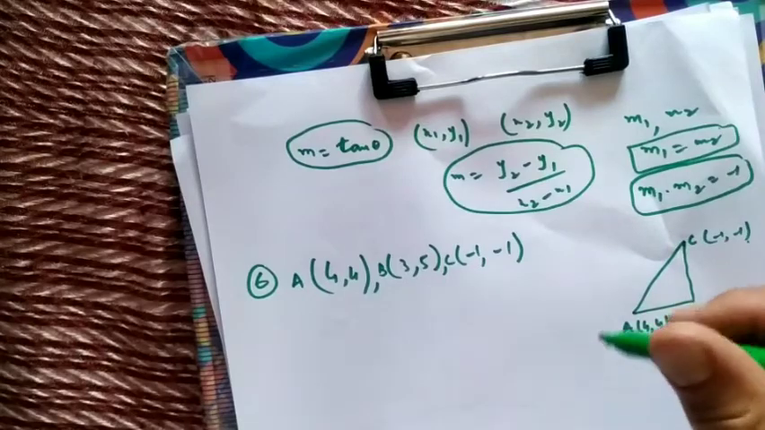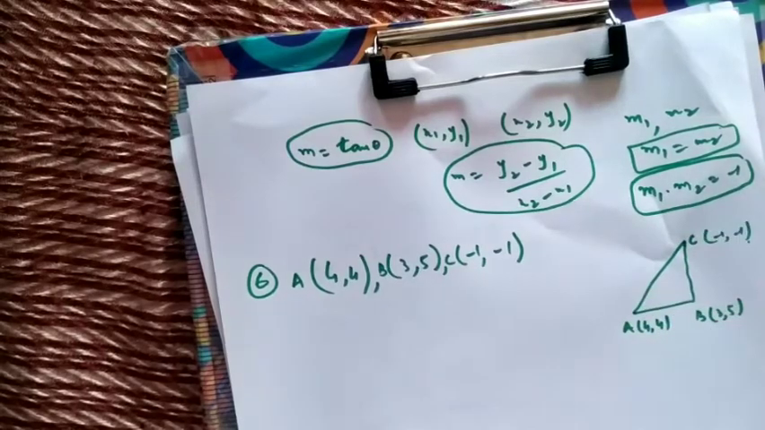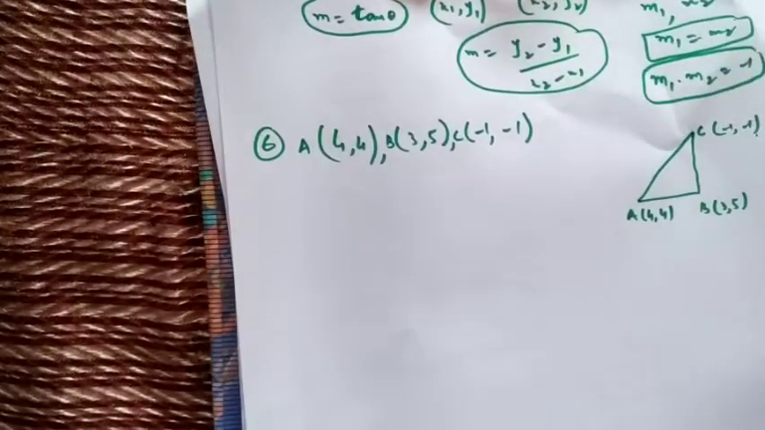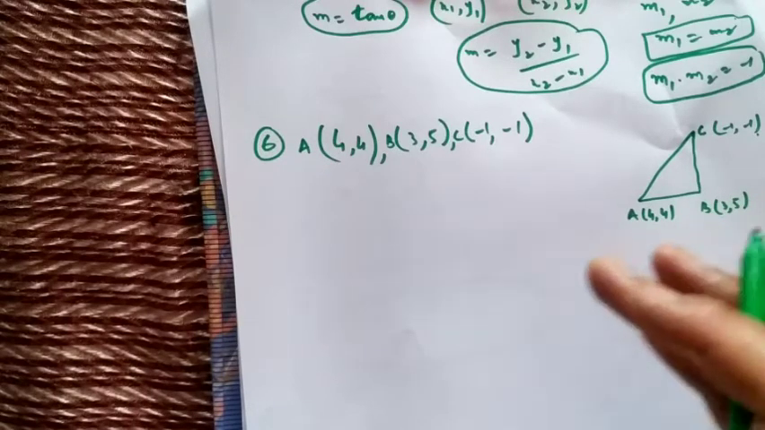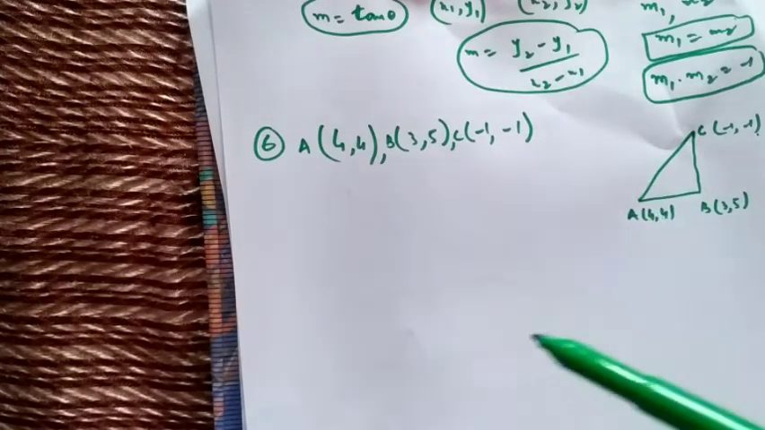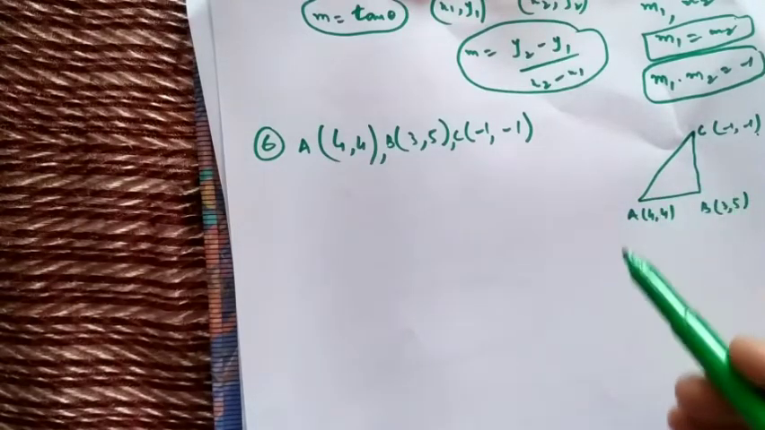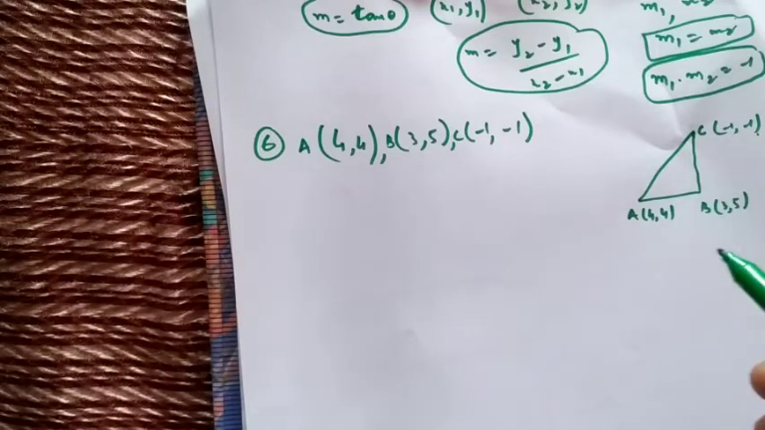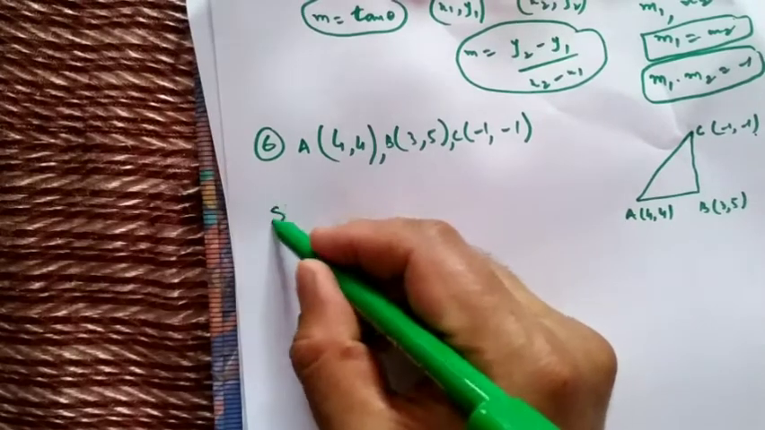ठीक है. Without using the Pythagoras theorem, you have to show these three points are the vertices of a right angle triangle. So in order to show these 3 points are the vertices of a right angle triangle, we must show slope of AB into slope of BC should be equal to -1.